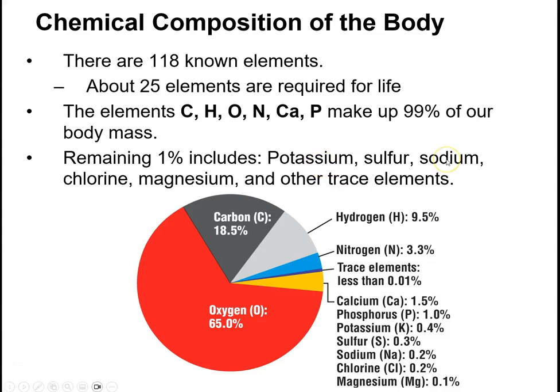Like potassium and sodium are absolutely essential for our body to maintain water balance and not get dehydrated or take on too much water. Magnesium is really, really essential for our muscle function and nerve function, among other things. So, even though they make up a very small percentage of our body mass, they are very important.